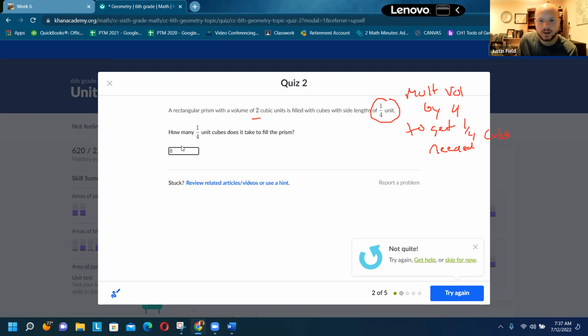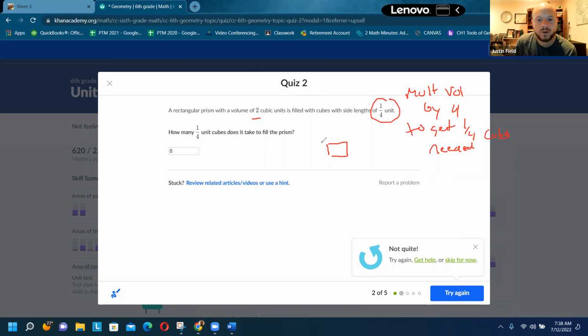What? Okay, wait a minute. A rectangular prism with a volume of 2 is filled with cubes with side lengths of 1/4. Oh, sorry. The side lengths are 1/4, but the volume of these cubes isn't 1/4. So actually, let's draw the picture. Let me show you what I did wrong here.